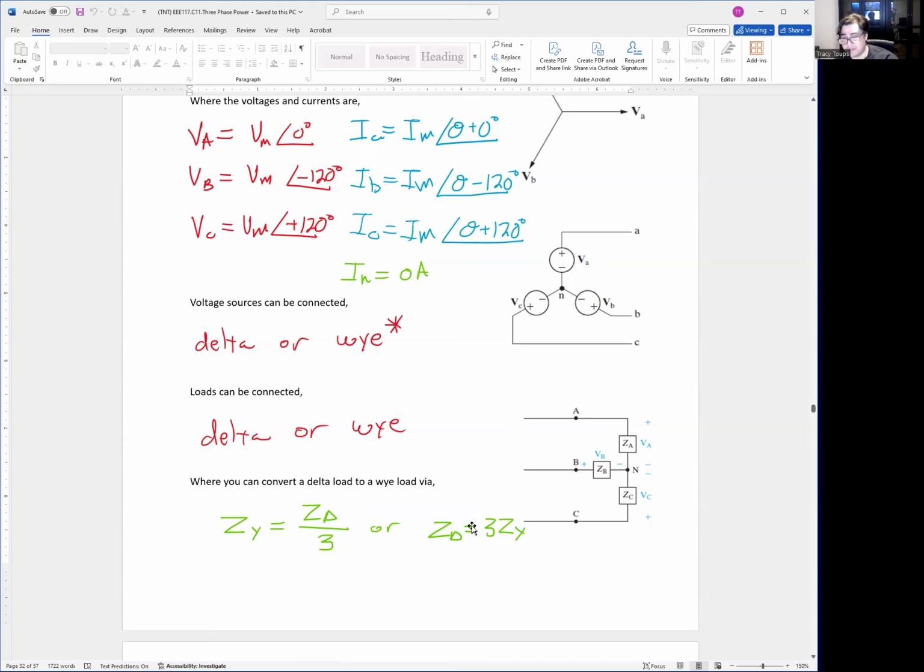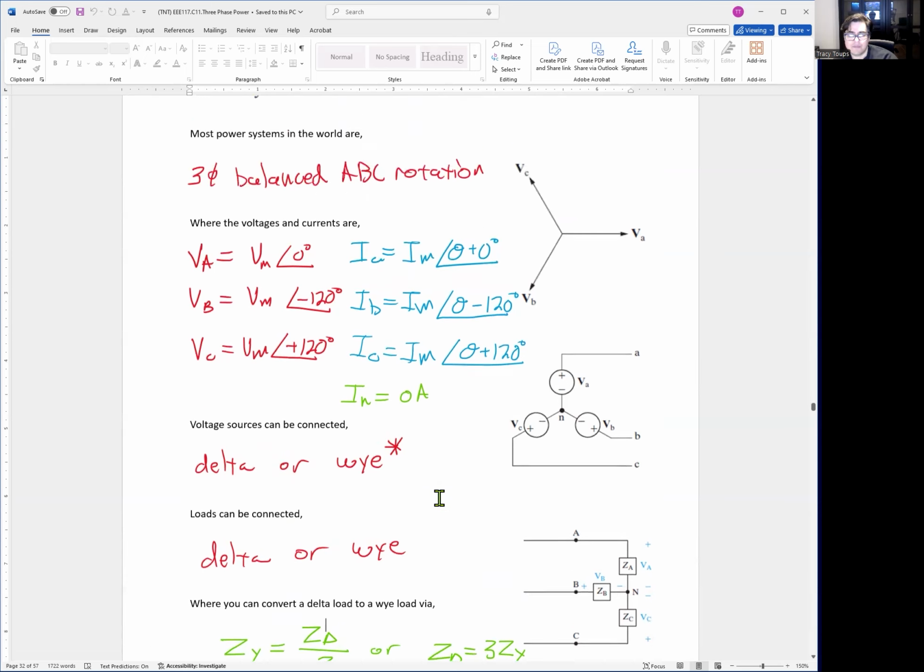Lastly, you can always do a conversion from a delta load to a Y load, or vice versa. I didn't say up there, but you could deduce. If you have Z delta and you want to go to a Y connected load, the Z of the delta divided by 3 is the Z of the Y, or the impedance of the Y connected load. So you redraw the circuit, and that's your new impedance. Or if you have a Y connected load and you want to go to a delta connected load for some reason, you multiply the impedance by 3, and you redraw the circuit as a delta connected load.